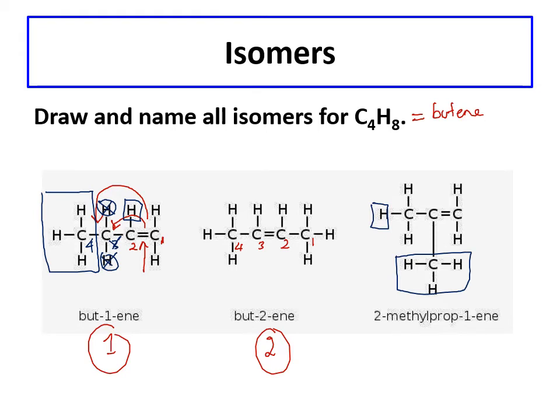Now you need to name it. How do you name it? As usual, you numerate the longest carbon chain. We start from here because the double bond starts with this carbon. So you have 1, 2, and 3, which means you have prop-1-ene. And then you have the substituent methyl also at the carbon number 2, which means you will have 2-methylprop-1-ene. All right, so these are the 3 isomers for your butene.